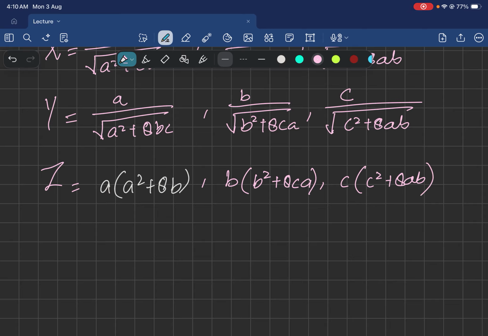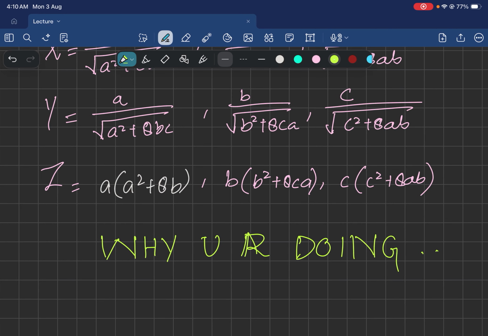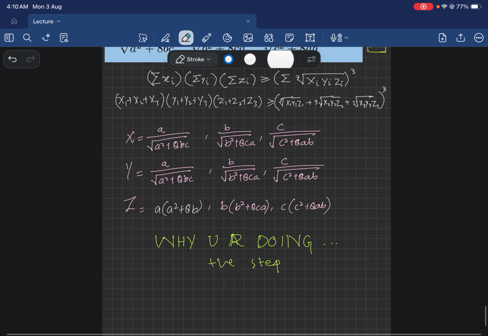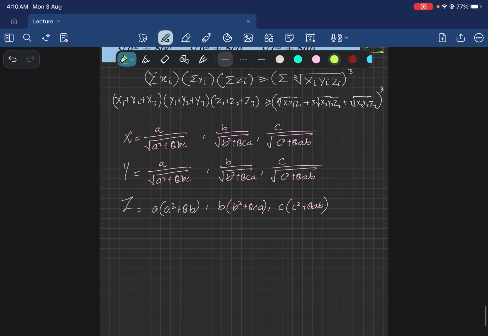The key to solving Olympiad problems is to always ask yourself why you are doing what you are doing. This is the golden rule. Why you are doing what you are doing right now, the step that you did. You have to reason with yourself for an Olympiad problem.